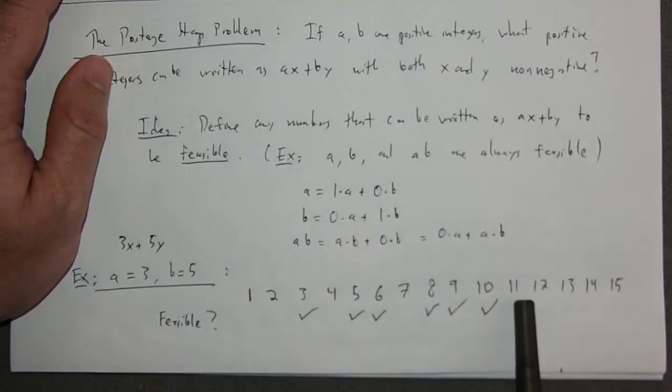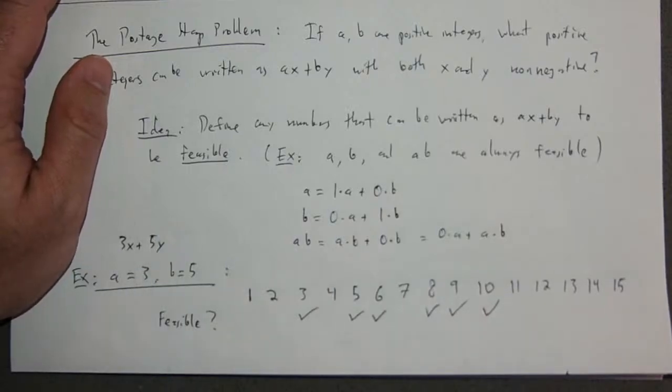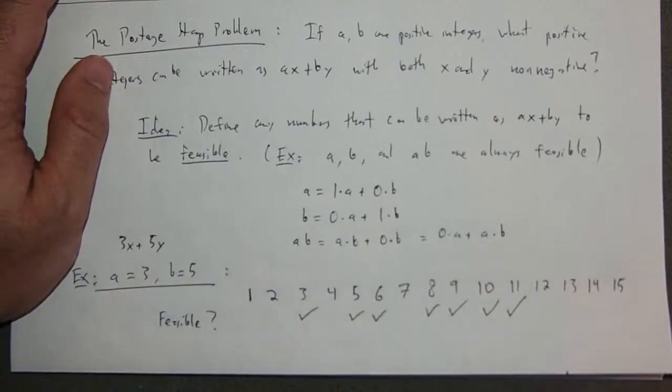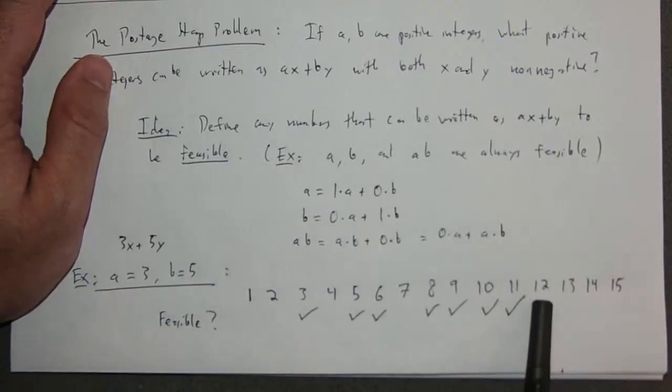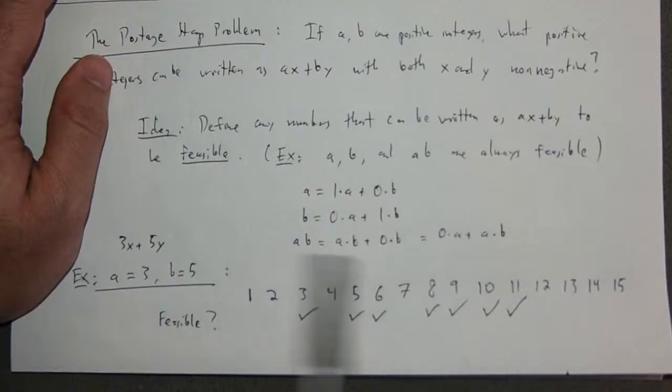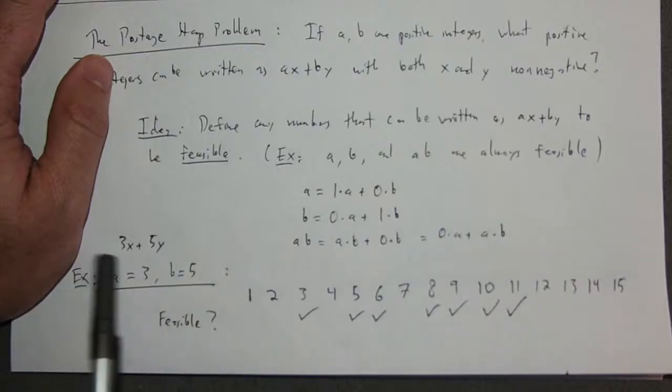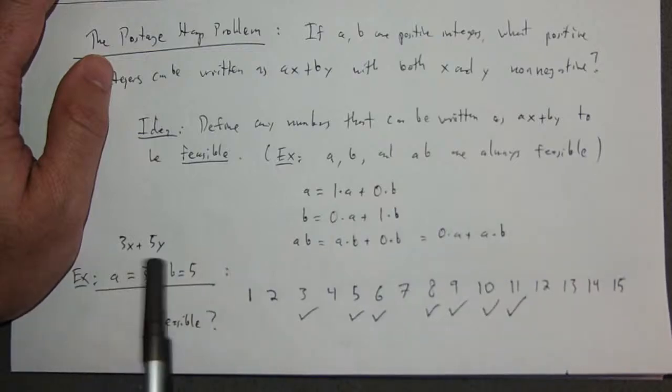So 11, can I express 11 here? Well, let's think about it. What would I need to do here? Oh, so I could have 3 times 2 plus 5 times 1, right? So 6 plus 5 is 11. That works. And then for 12, well, 12 is a multiple of 3. So since 12 is a multiple of 3, I could have 3 times 4 plus 5 times 0.